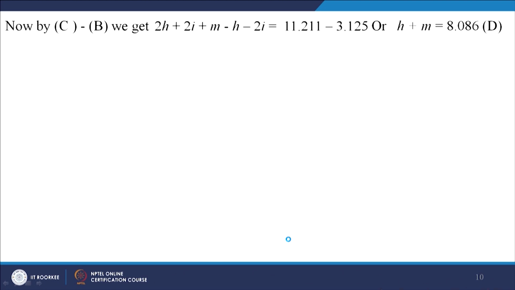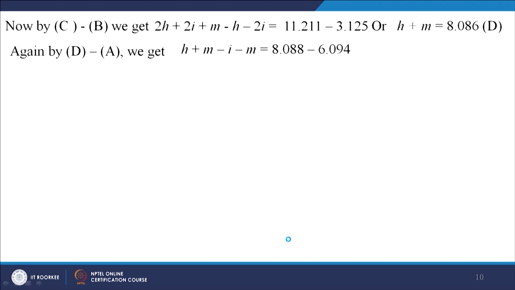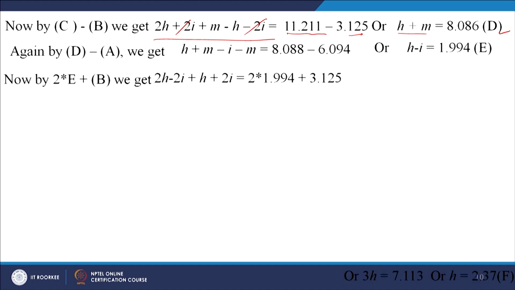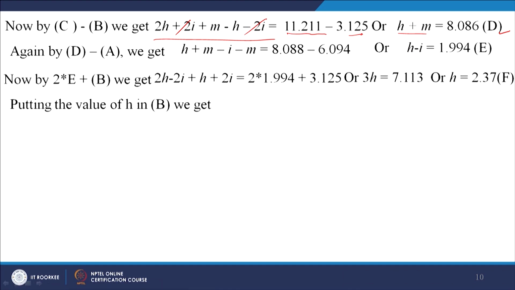Then by C minus B we can get this expression: 2H plus 2I plus M minus H minus 2I. So, we will be putting the value of this expression, then the right hand side of C and B. So, this equal to this. So, this I is cancelled. So, H plus M is equal to 8.086, another expression we are getting, D.